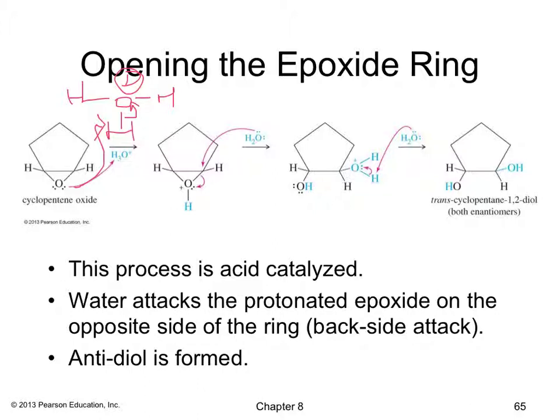You want it to be neutral, so water will come in, deprotonate that, quench that positive charge, so now you have this trans diol. So it's important that when you're adding water to an epoxide, you're going to have anti-diol that is being formed because it has to happen from the backside.